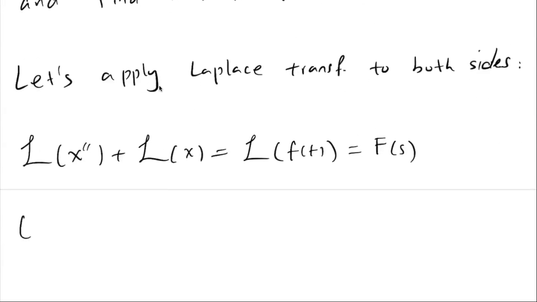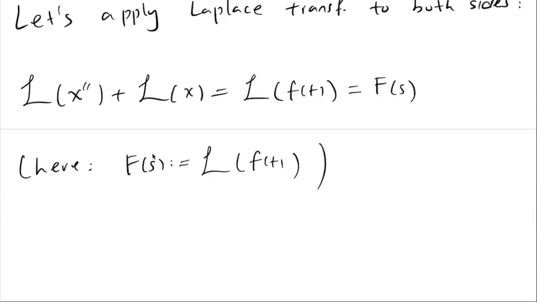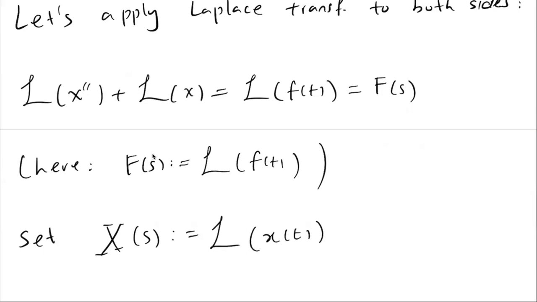So here, capital F of s is defined as Laplace transform of f of t. Now I also need another notation for Laplace transform of x of t. So here I have Laplace transform of f of t, which I called capital F of s. I also need another notation for Laplace transform of x of t. So let me call that capital X of s. Let's define it as Laplace transform of x of t.